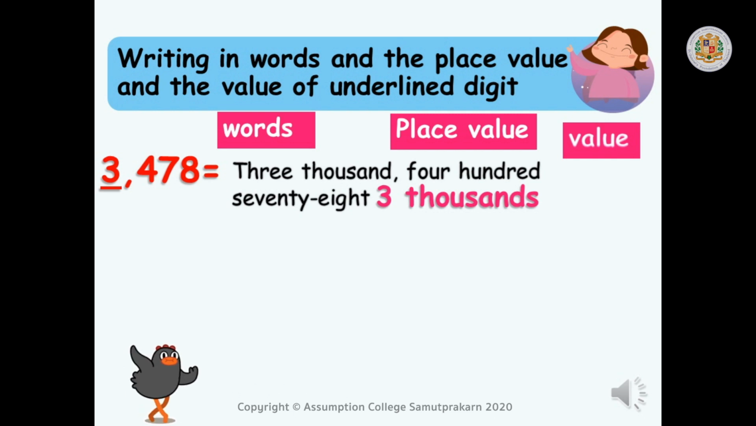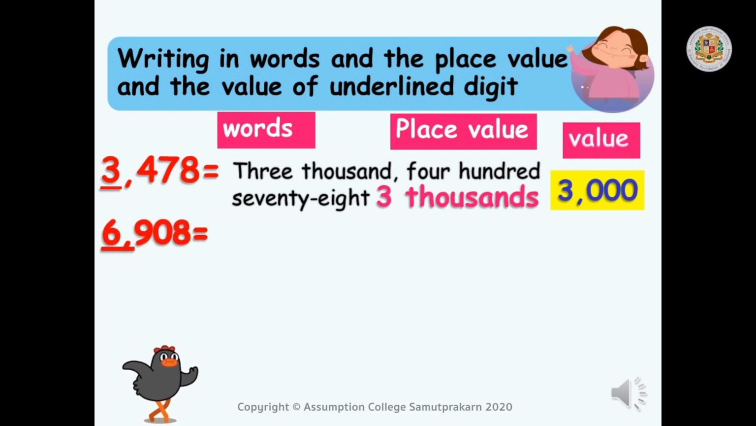What is the value? Correct, 3,000. The difference between the place value and the value is that for the place value we have to write the word THOUSANDS. And for the value, we will use zeros, which is 3 and 3 zeros. For the second example, digit 6,908. Please read the number by yourself.